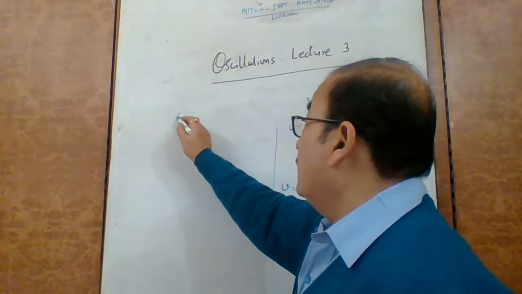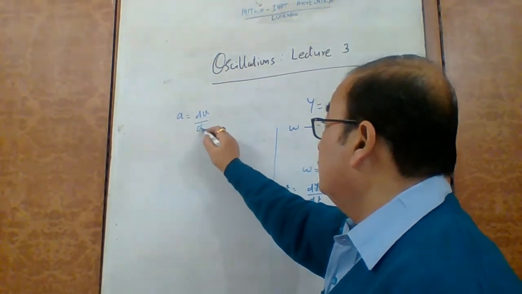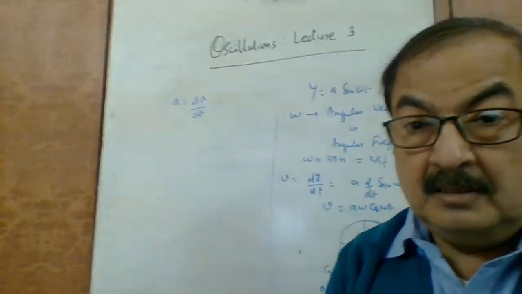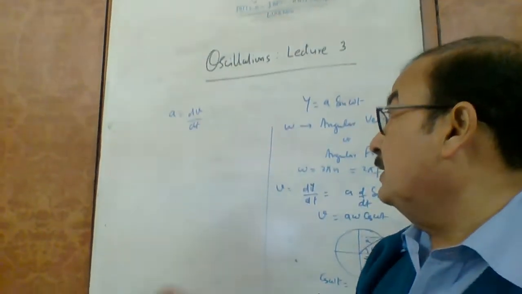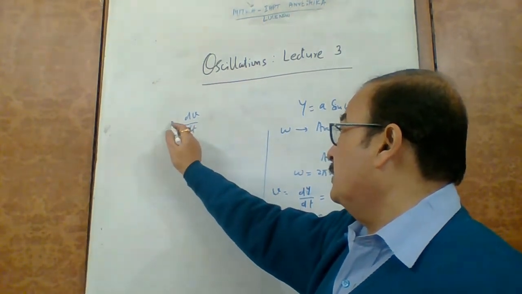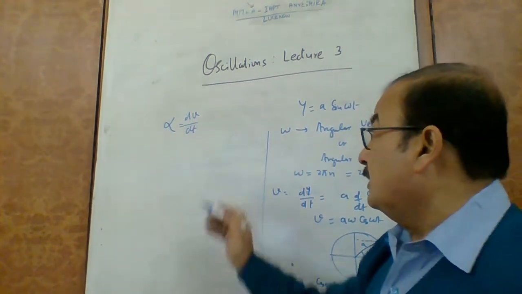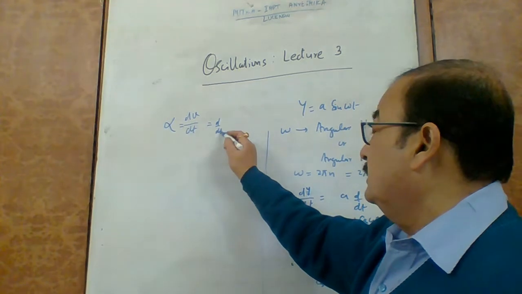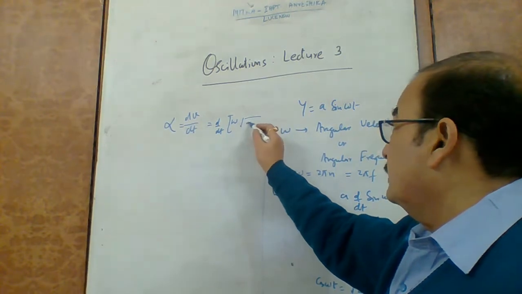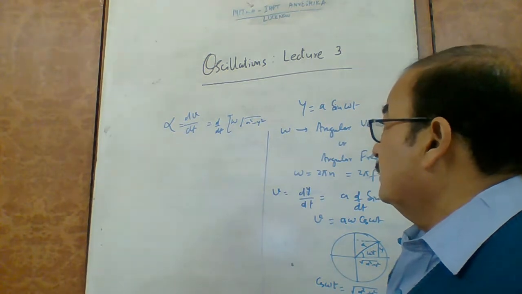We can have acceleration equal to dv upon dt. Here we write acceleration by alpha instead of just a, because a is amplitude, let it be alpha. Alpha equal to dv upon dt. And now d upon dt of v is your omega under root a square minus y square.